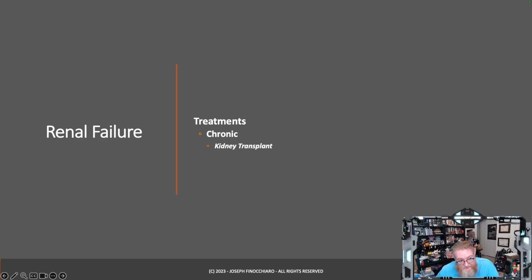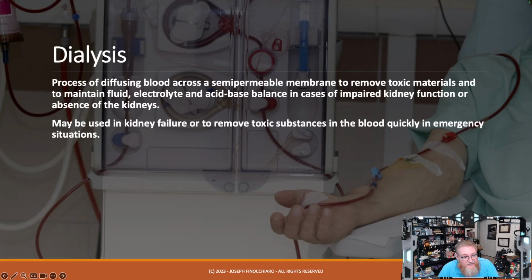Chronic treatment for renal failure is kidney transplant. Got to get rid of the non-functioning ones and give you one that works. Dialysis is the process of diffusing blood across a semipermeable membrane to remove toxic materials and to maintain fluid, electrolyte, and acid-base balance in cases of impaired kidney function or absence of the kidneys. May be used in kidney failure or to remove toxic substances in the blood quickly in emergency situations.